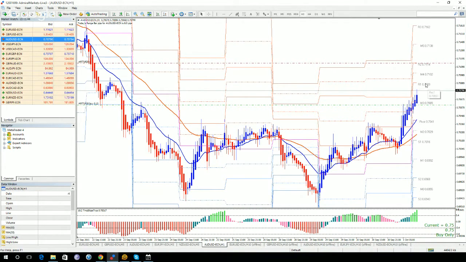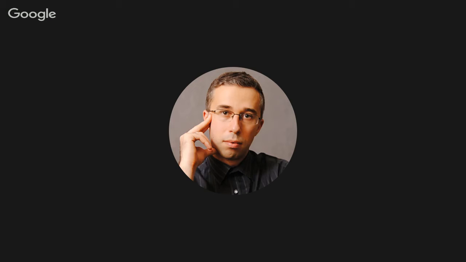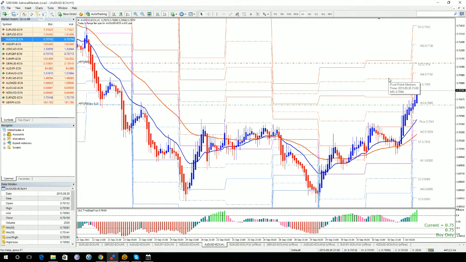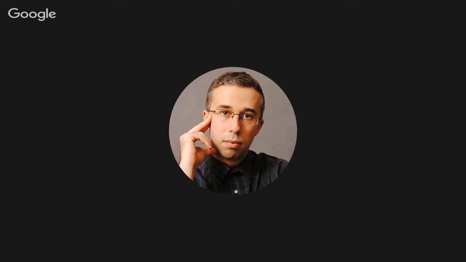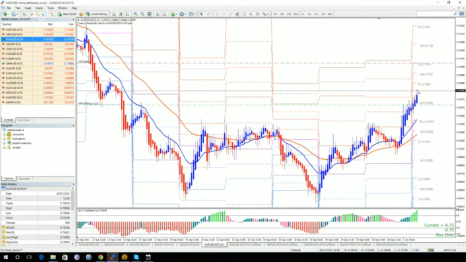it hits this region. Now, if it breaks it, then there is also our rule which says if R1 is broken, there is approximately a 75% chance. Our latest analysis suggests a 75% chance that it will proceed to M4 and R2. So I'm waiting to see whether the price will hit the level and the reaction at that level.